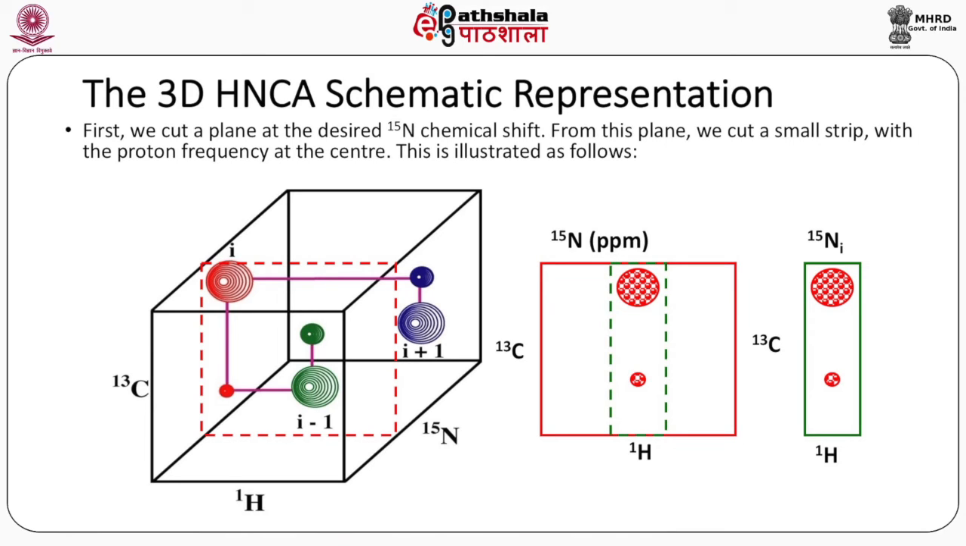Now, this is a two-dimensional spectrum of proton and C13. And where you see two peaks, one strong one and one weak one, there you cut a strip next to the proton chemical shift, so that you get a very thin strip, and this thin strip has a N15 chemical shift. Right in the center on the horizontal axis you have the proton chemical shift, while on the vertical axis, which is the C13 chemical shift axis, you see two different peaks, one stronger and one weaker.